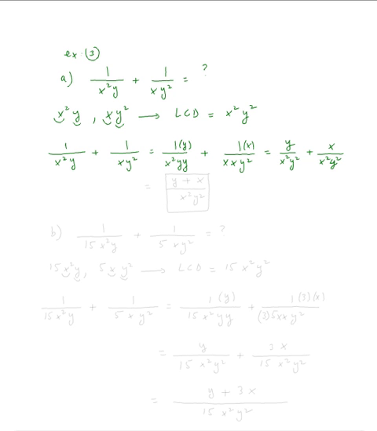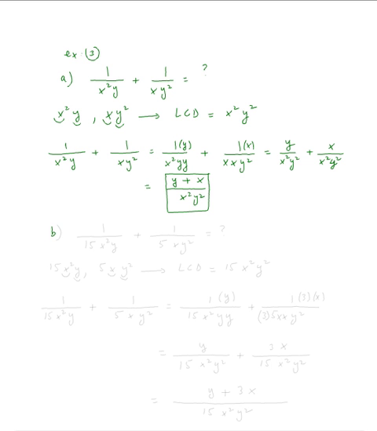Now we have the same denominator. To add two fractions with the same denominator, all we need to do is add the numerator. So this is equal to y plus x over x squared y squared.